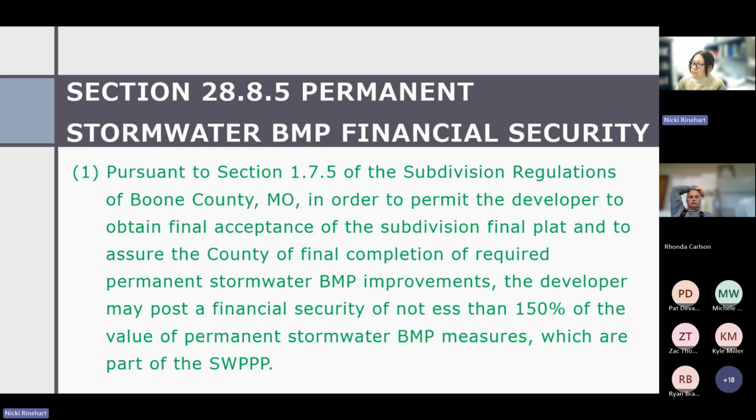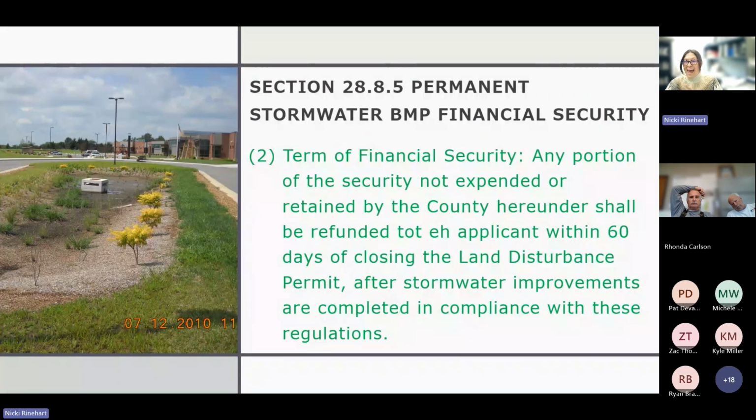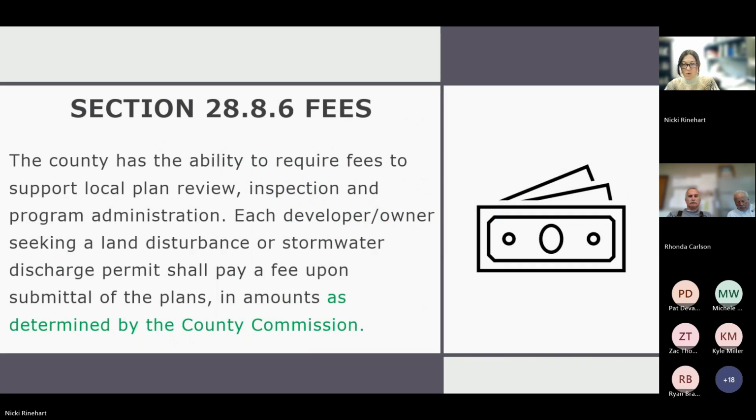that allows you to post a financial security of not less than 150% of the value of the permanent stormwater BMP, which are part of your SWIP. And again, you don't have to, but you can. And then this basically just says that once the BMP is built, we'll refund your security within 60 days of closing the land disturbance permit there. Questions about that?